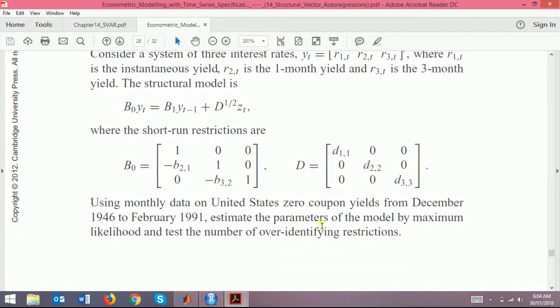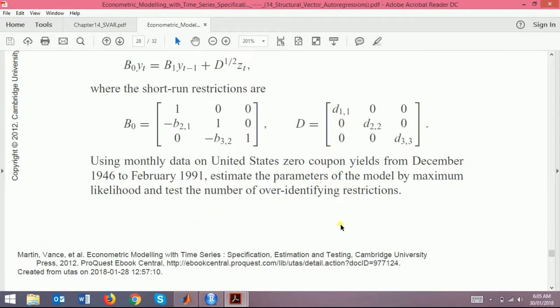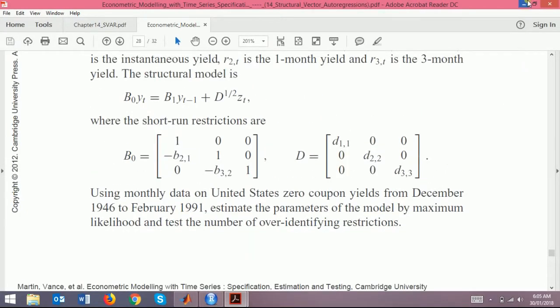And diagonal elements, using monthly data on United States zero coupon yields from December 1946 to February 1991. Estimate the parameters of the model by maximum likelihood and test the number of over identifying restrictions.